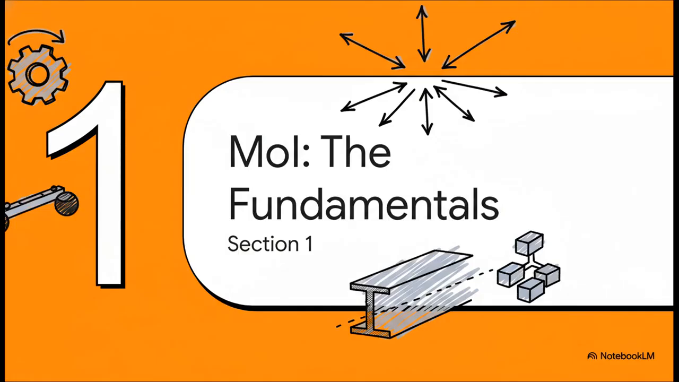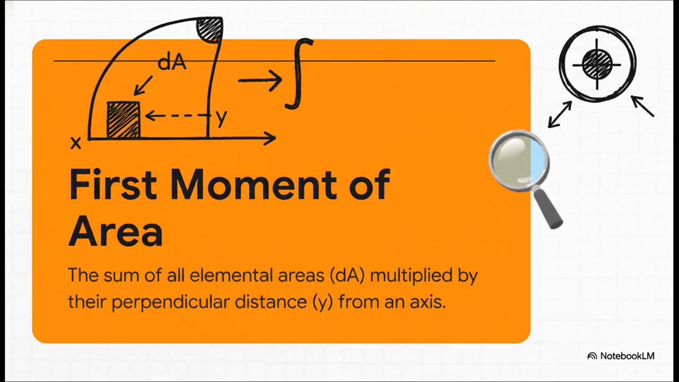What exactly is this thing called moment of inertia? Well, to understand the second moment of area, it helps to first understand the first. So first up, we have what's called the first moment of area. Just imagine a tiny piece of an area on our shape. We'll call it dA. If you multiply that tiny area by its perpendicular distance, let's call it y, from a reference axis, you get its first moment. If you sum all of those up for the whole shape, you get the first moment of area. This is super important for finding centroids, by the way.